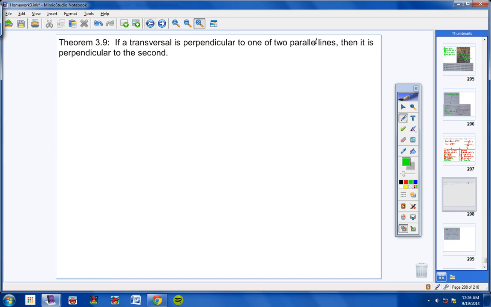Now we're going to prove theorem 3.9. Pretty simple, actually, just like the other one. If a transversal is perpendicular to one of two parallel lines, so we have two parallel lines and a transversal, and it's perpendicular to one of the lines. So we're going to call this A, this L, this M. We're going to call this angle 1, and I guess we'll call this angle 2.